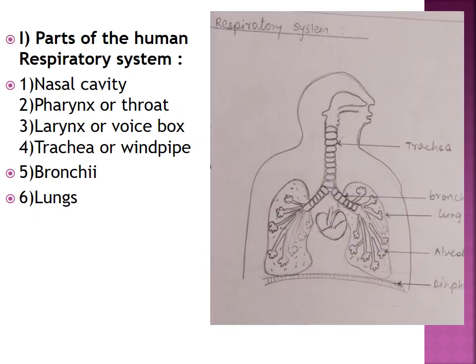So these are the parts of the respiratory system. In this diagram you can see, it continues with the nose, then pharynx, that is nasopharynx, then larynx, then trachea, it is a windpipe, and then bronchus. There are two, right bronchus and left bronchus, and then bronchioles, and then it consists of the lungs.